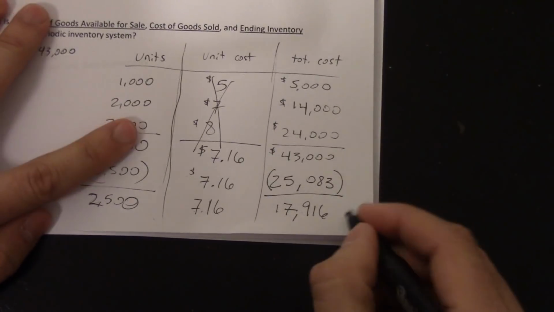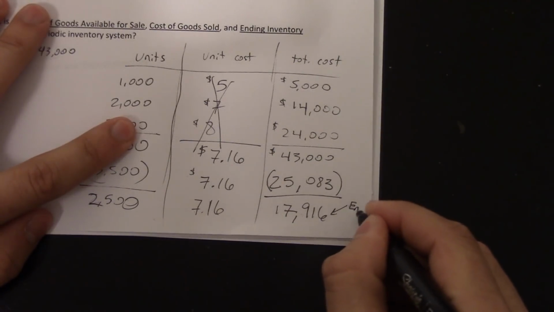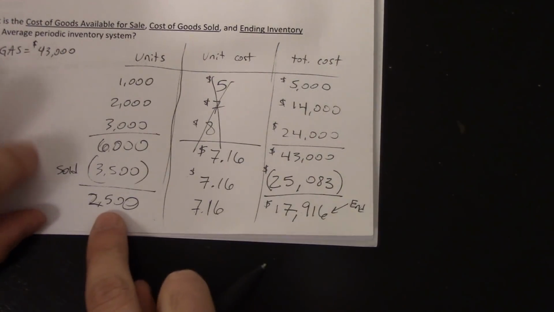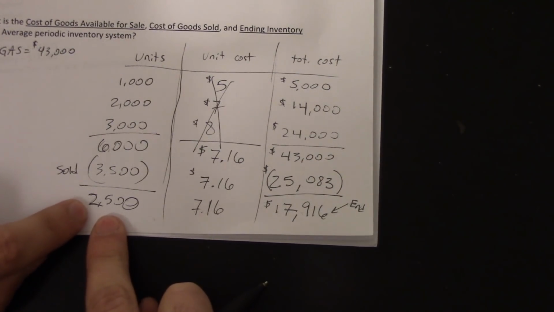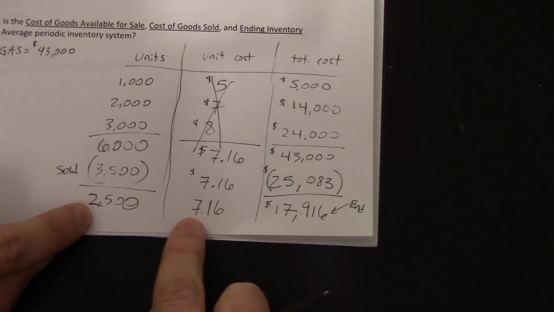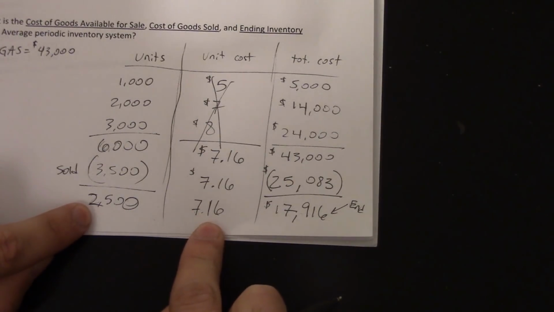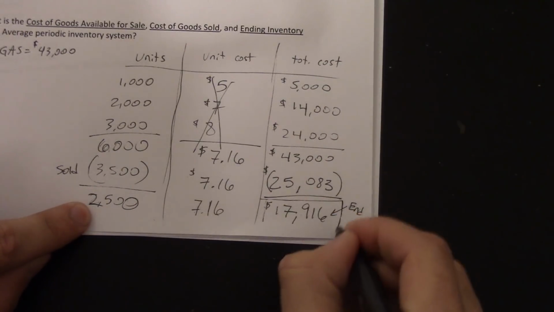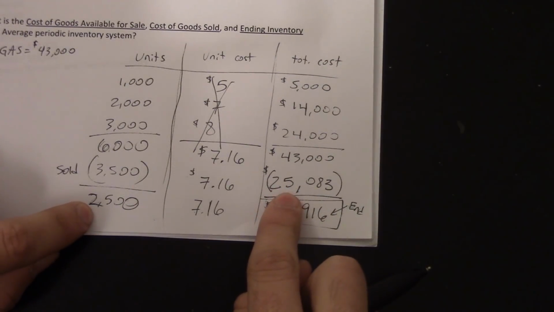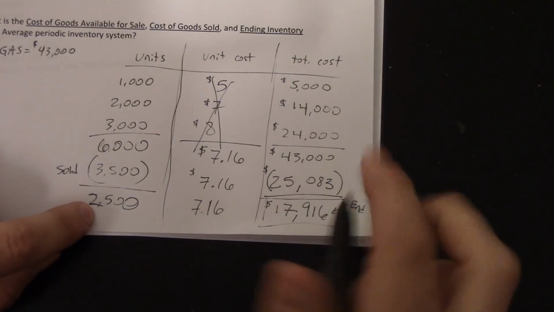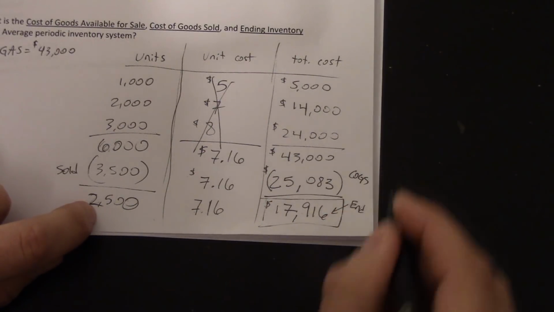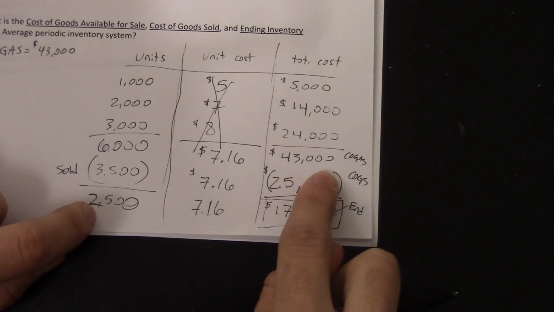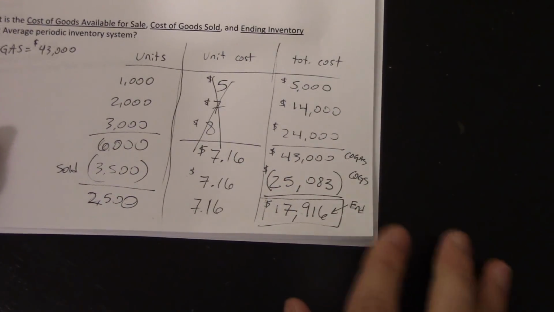And there we go. So here is our ending inventory. These are dollar amounts. We have 2,500 units as ending inventory. They each cost $7.16. So here's our ending inventory amount. 25,083 is our cost of goods sold. And again, 43,000 is our cost of goods available for sale.